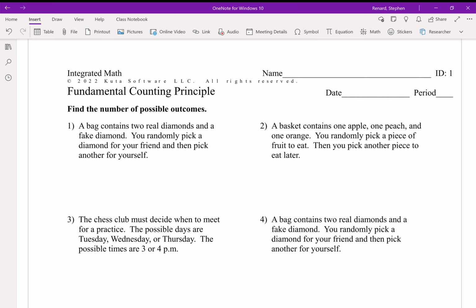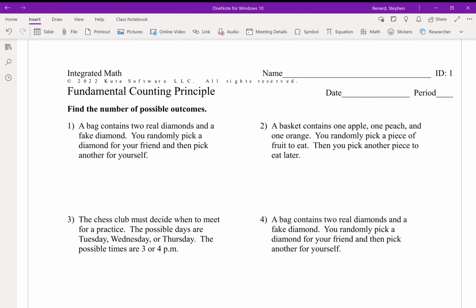Okay, so this is for integrated math, fundamental counting principles. You guys are lucky enough to have Miss Badger watching after you guys today, so make sure you thank her because she doesn't have to be doing this.